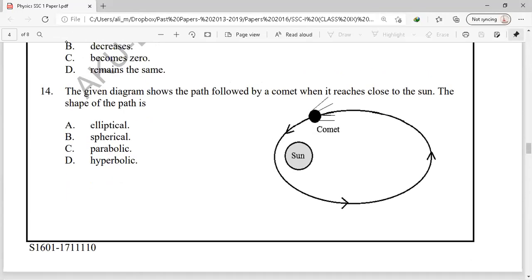Let's move to question number 14. This question number 14 is also from our chapter number 5, Gravitation. The given diagram shows the path followed by a comet when it reaches close to the sun. The shape of this path is elliptical, so this is the correct answer. Comets are icy bodies that revolve around the sun in an approximately elliptical path. So we have got our answer, that is option A.